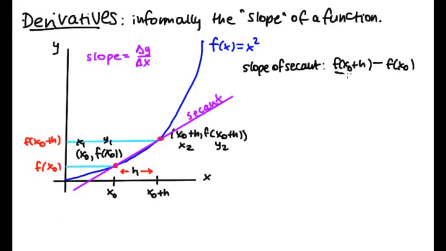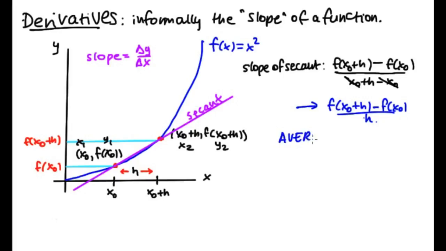And this is over x naught plus h minus x naught. That's x2, that's x1. And you see here that the x naughts in the denominator cancel out. So the slope of the secant line is going to be f of x naught plus h minus f of x naught over h. And this is what we call average rate of change, because it's the secant line. It's not the exact slope, but it's a good approximation.